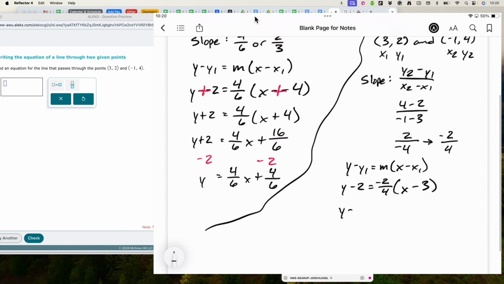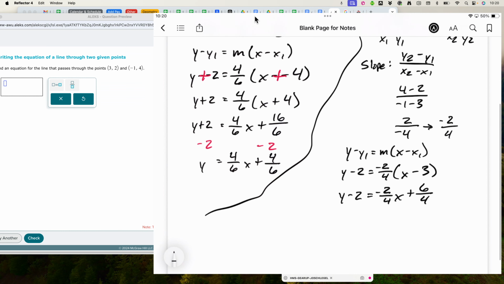So y minus 2 is equal to negative 2 over 4 x, negative times negative makes positive 6 over 4. And again, I could change that 6 over 4 to 3 over 2. It would not matter. Plus 2, plus 2.